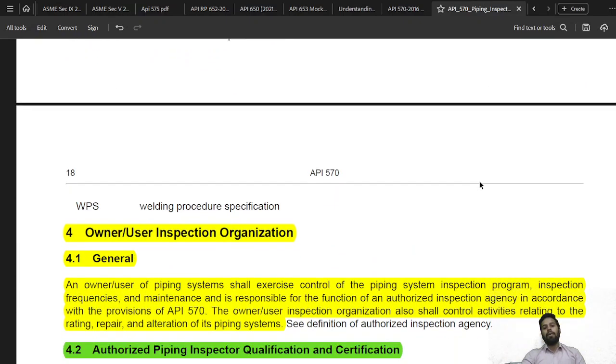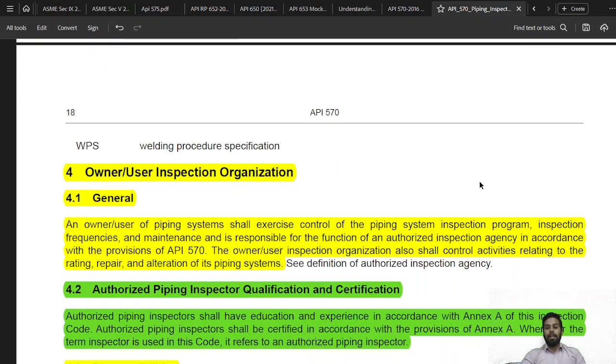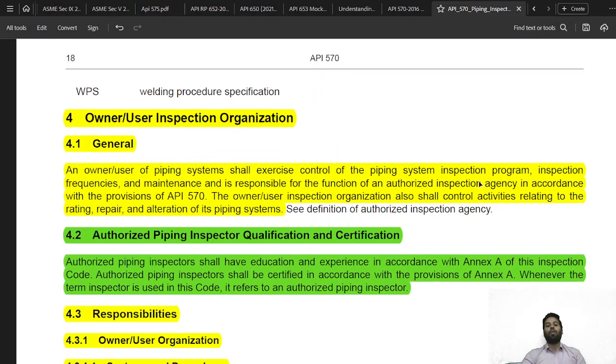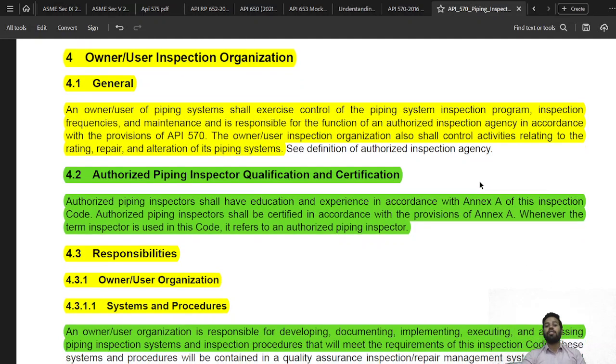In the next video, we'll go to the owner and inspection organization's requirements and what they need to follow. This video will end here. From the next video, we'll start owner and user inspection organization.